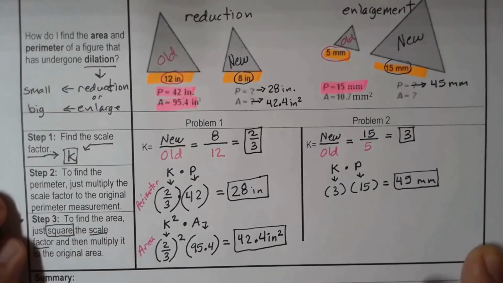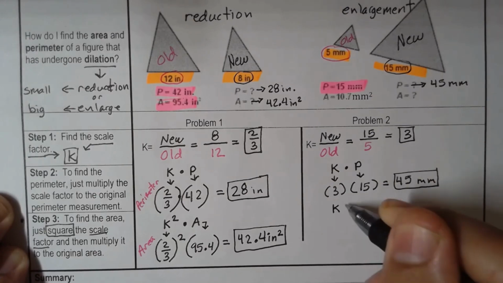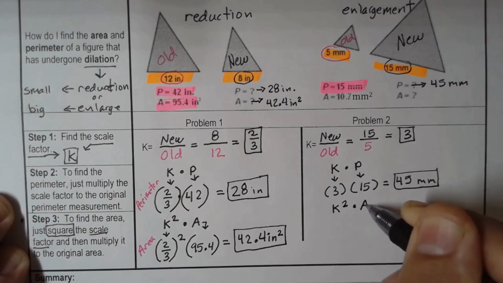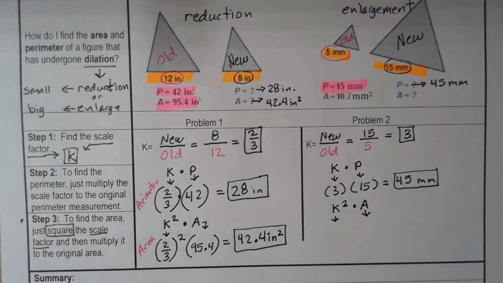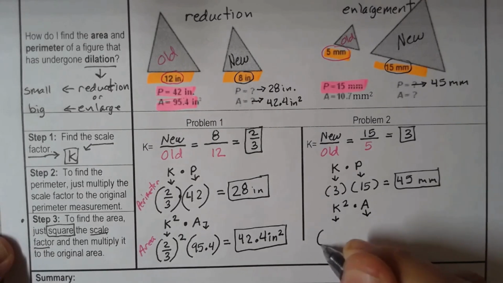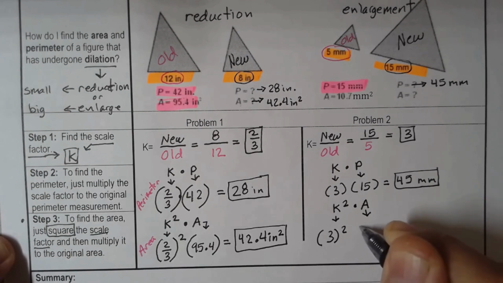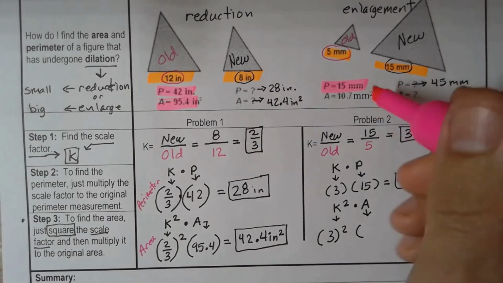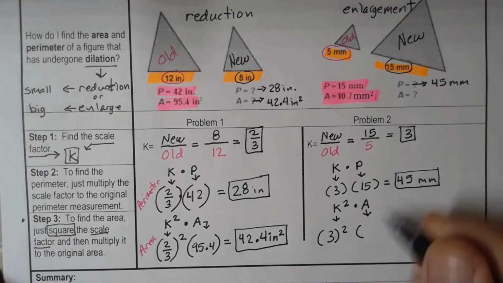Now, all we got left to do is step 3, which is to find the area: just square the scale factor, and then multiply it to the original area. Alright, so we're going to do that. So we're going to take k again, but this time we're going to square it. And then we're going to multiply that times a, our original area. So let's go ahead and write in those values for k and for a. So k is 3, so we're going to put 3, and then we're going to square it, and then we're going to multiply that times a, which according to this up here, a is 10.7 millimeters.